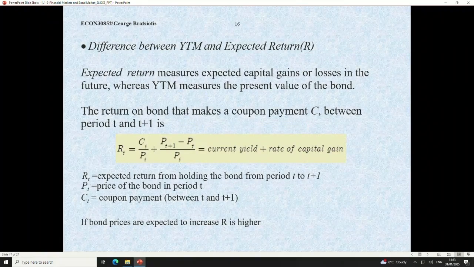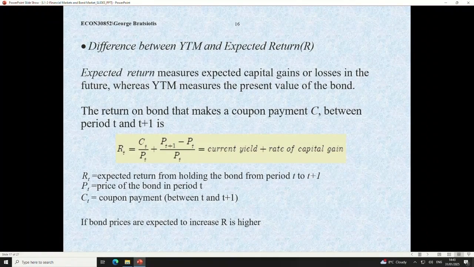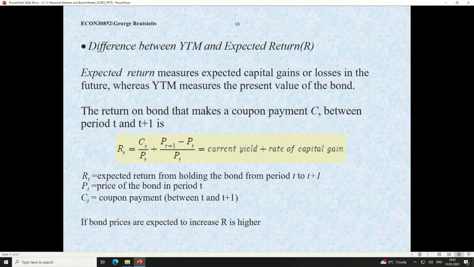What's the difference between the yield to maturity and the expected return? The yield to maturity, as we said, is that interest rate that equates the present value of the price all the way to the end of the maturity. The expected return now is what you expect to gain or lose from changes in prices. You know, high demand, lower demand. The demand for bonds will fluctuate. Therefore, the return is something like this.